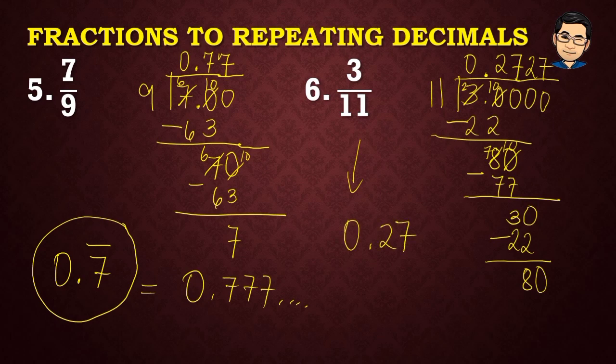0.27 and then vinculum. Ayan. Pwede natin ding isulat as 0.27, 27, and then yung ellipsis. So, pero mas maganda talaga na sinusulat natin yung final answers natin using the vinculum sign.